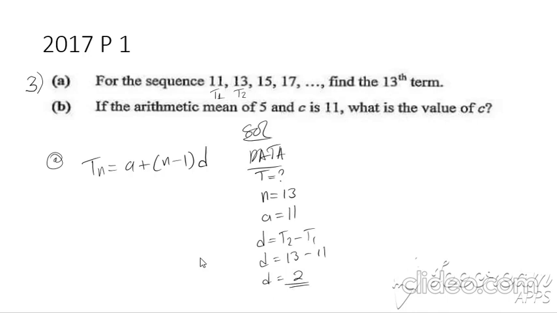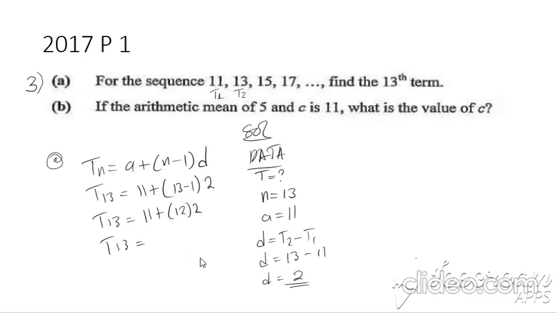Now let's substitute. So the term that's the one we want. Our term is what? T13 is equal to, what's your first term? That's 11 plus. Then what's your n? That's 13 minus 1, close bracket, and then your common difference is what? 2, like that. Is equal to 11 plus, what's 13 minus 1? So that's 12, like that.